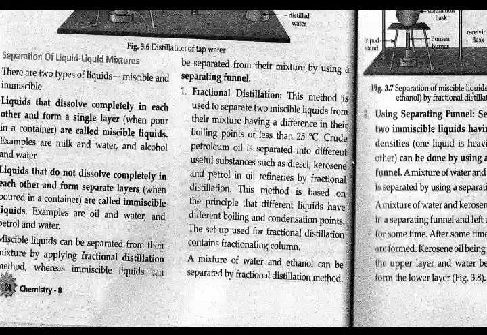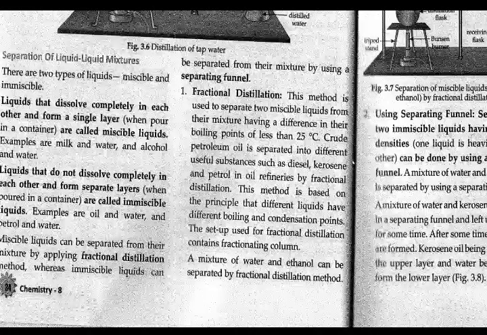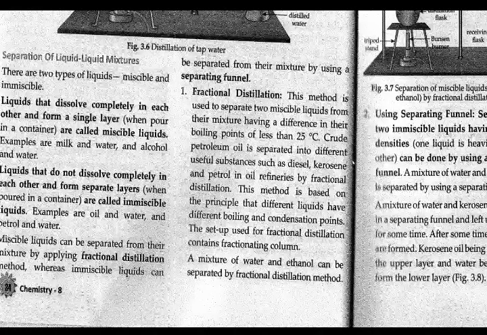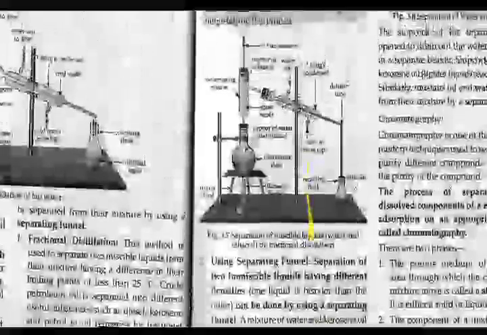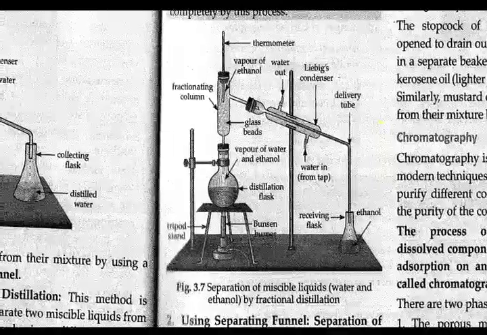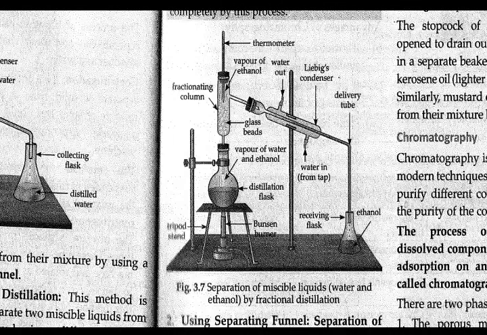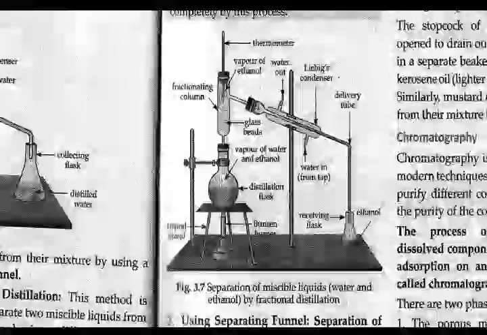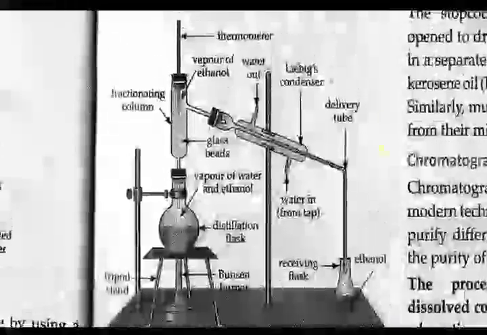And I have just told you that this is based on the difference in the boiling points of the liquids which are mixed together, and this is the figure that is there in the book. This figure 3.7 demonstrates the separation of miscible liquids, that is water and ethanol, by fractional distillation. You can see the diagram.